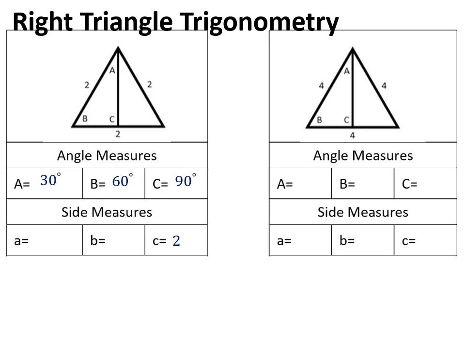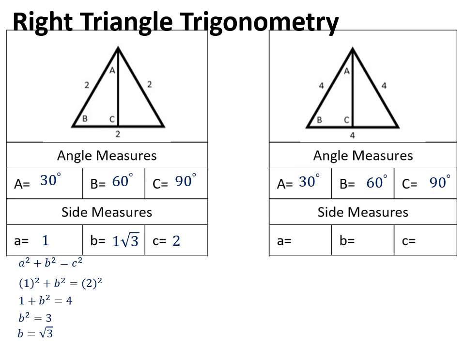Side A, well, that altitude cuts it in half, so that's going to be 1. It's B that we need to find. So plug in A is 1, C is 2. So 1 squared plus B squared equals 2 squared. So 1 plus B squared equals 4, and so B squared equals 3. Square root both sides. B is square root of 3, or 1 square root of 3 is another way of saying it. Do the same thing on the second triangle.